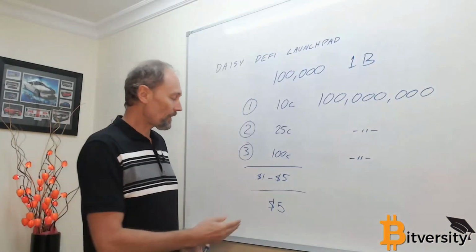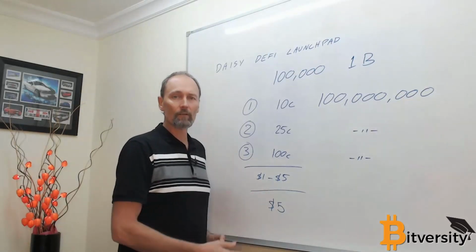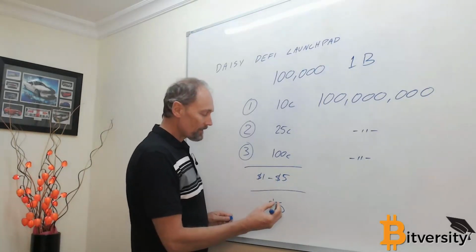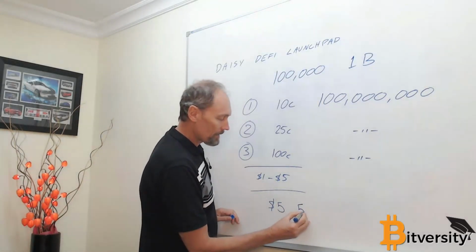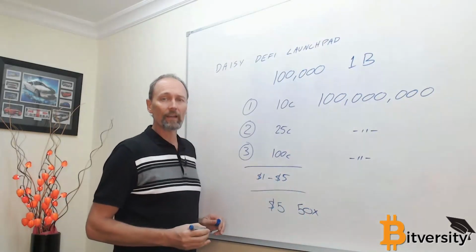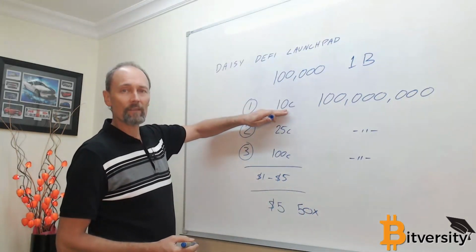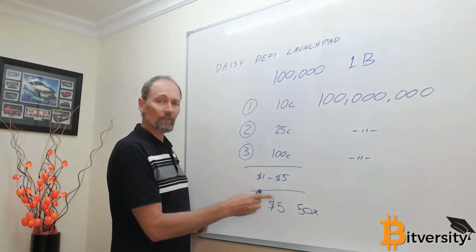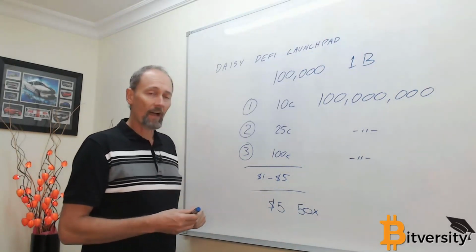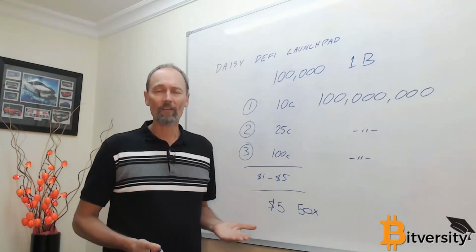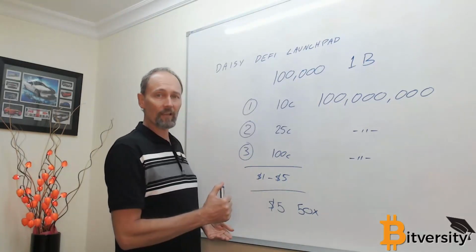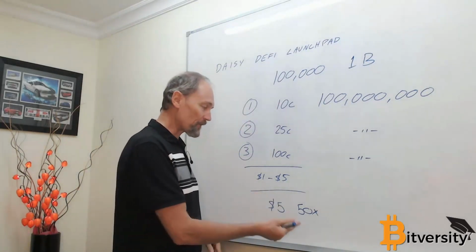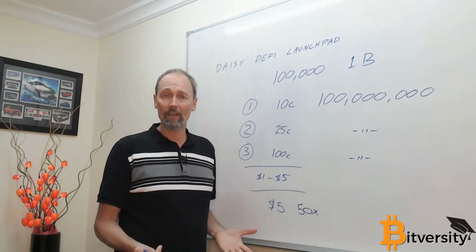Let's say it goes to $5 and establishes itself at $5. If it establishes itself at $5, then that means that we are 50x on our return if we bought it at 10 cents. That's 500 cents. So we've gone 50 times our money. So if you buy 100, you've got $10 worth. You're going to have 50 times $10. If you buy 1,000, you've got $100 worth. You're going to have 50 times $100. You get the picture, right?